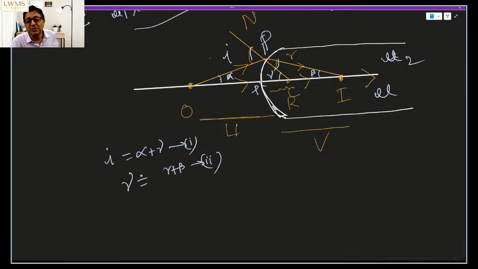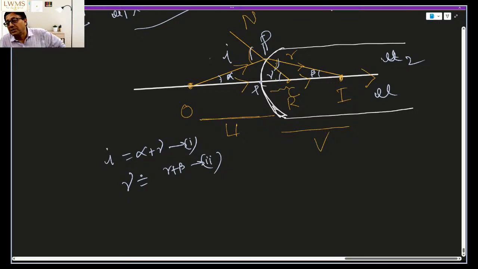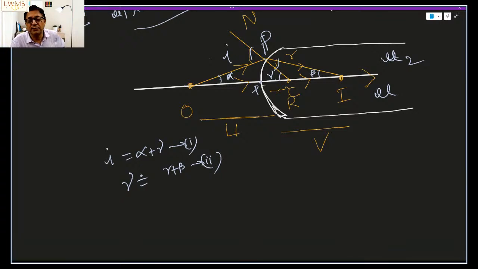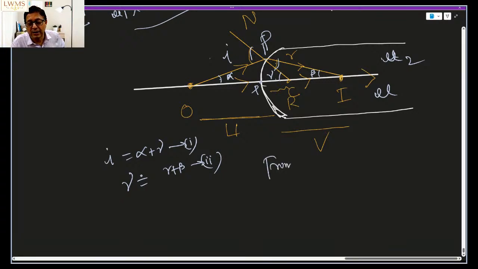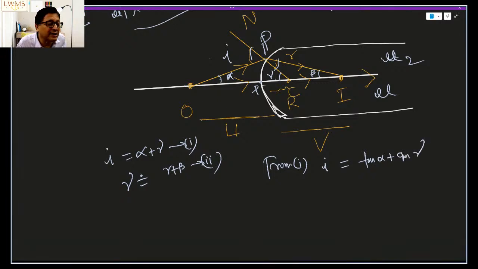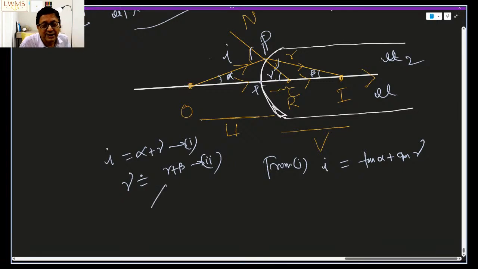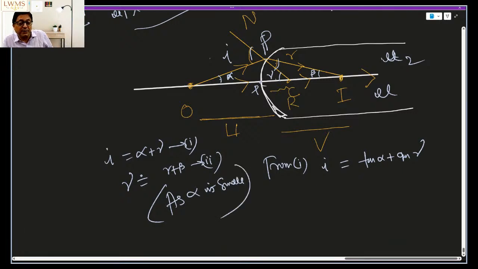And again, exterior angle equals the sum of these two interior angles. So gamma equals R plus beta. Now from 1, alpha beta can be written as tan alpha, tan beta. Why? As alpha is small, so we replace alpha by tan alpha. But what is tan alpha in the diagram?